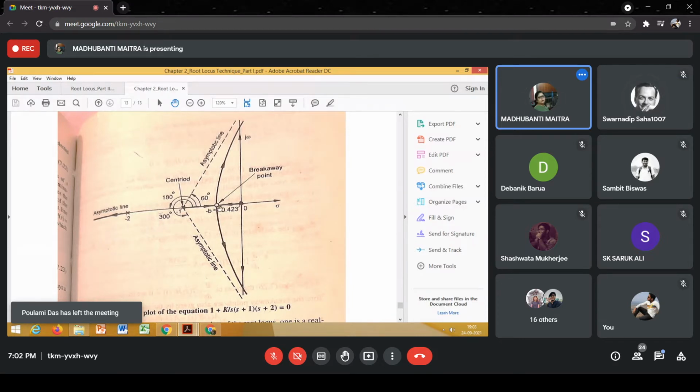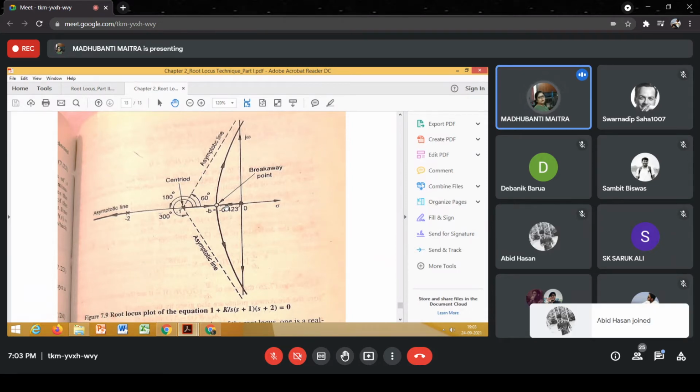So if we take this particular example, we find that when two real root branches are approaching each other and meeting at a point on the real axis, then at that particular breakaway point on the real axis, the value of gain k will be maximum. And if we increase the value of gain k beyond this value, then those two real root branches will break away from each other and will form two complex conjugate root branches.